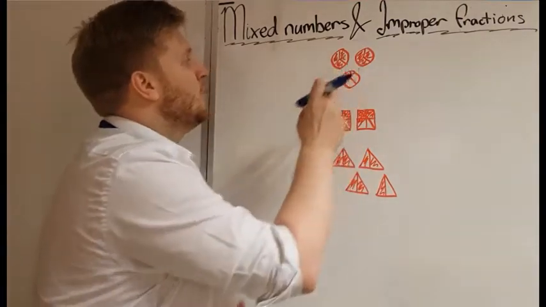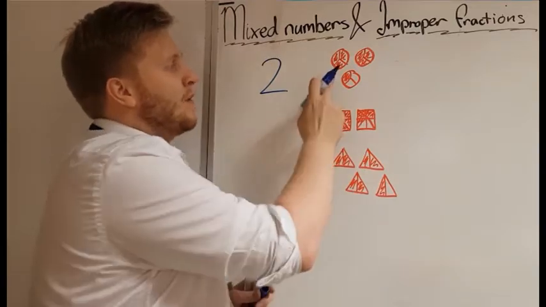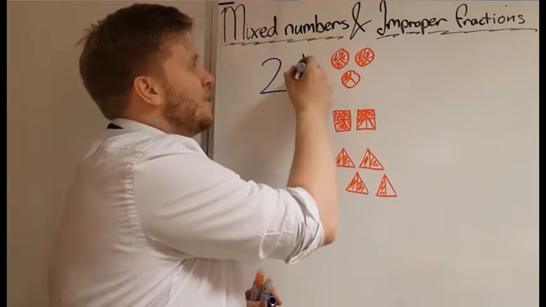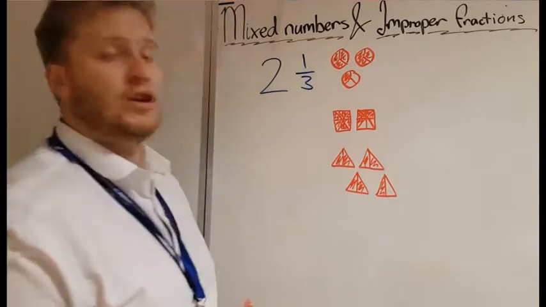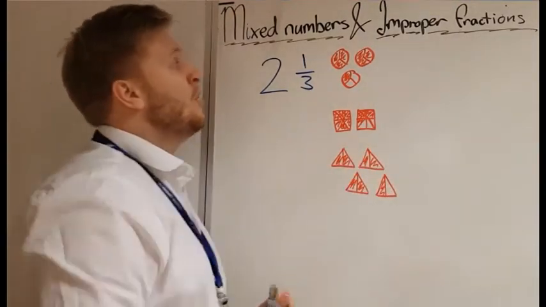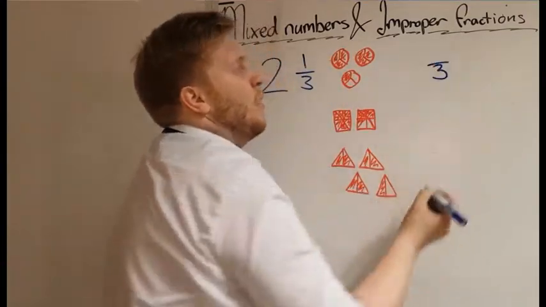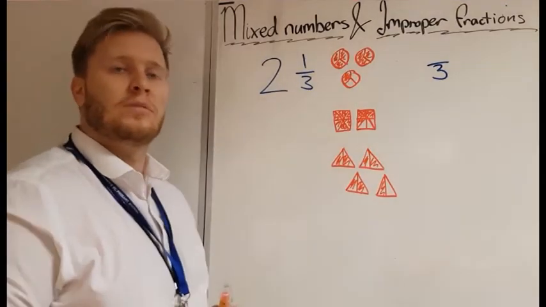Okay, so we've got two whole ones, so our whole number will be 2, and then we have 1 out of 3, so we have a third. So the mixed number will be 2 1/3. Now if we want that as an improper fraction, we can see they're all broken into thirds, so we know we're going to have thirds on the bottom. What number do you think will be the numerator, the number on the top?